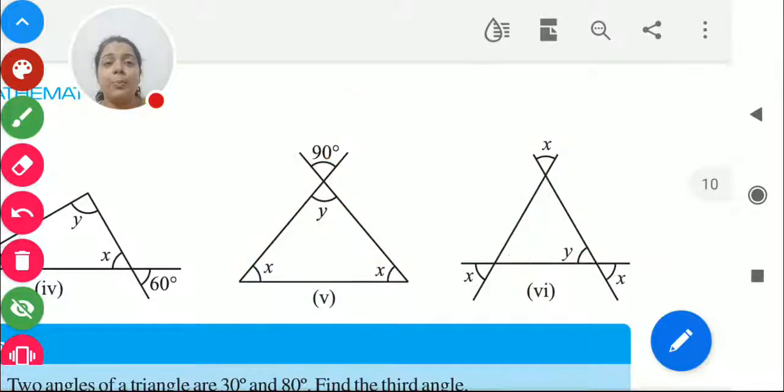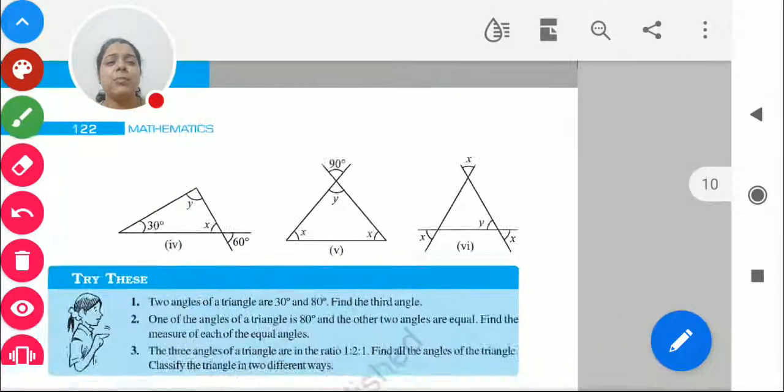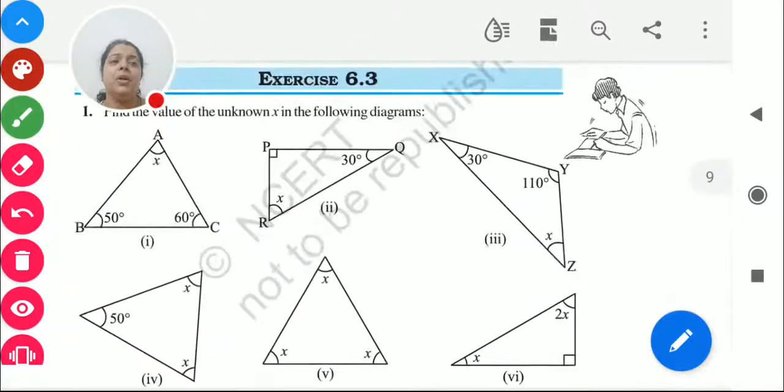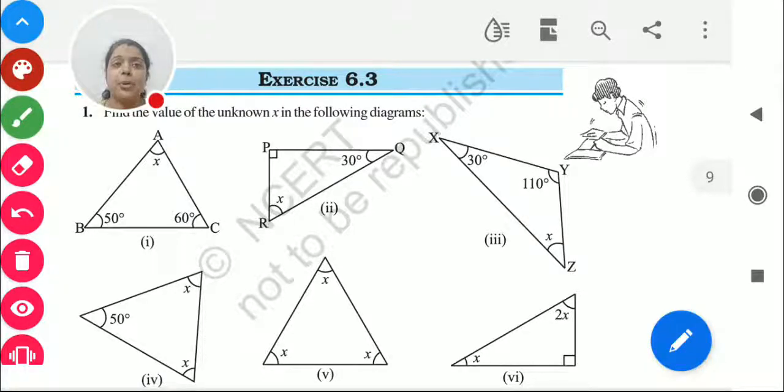There are three properties of a triangle. First, to solve 6.3, remember, you are in need of three properties here. First property is the sum total of all the angles is supposed to be 180 degree. Means 1, 2, 3, all the angles is supposed to be 180 degree.